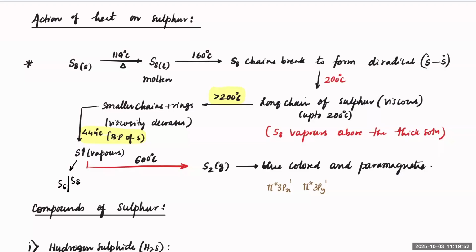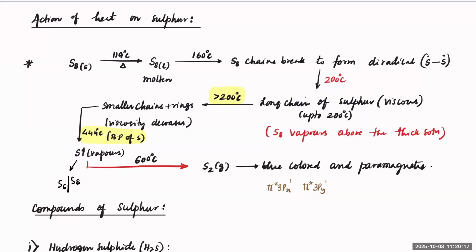So it starts becoming a long chain now. Once it becomes a long chain, it will become viscous. And this viscous thick solution, if you bring it to a larger temperature, greater than 200 degrees, will start converting into smaller chains and some rings.